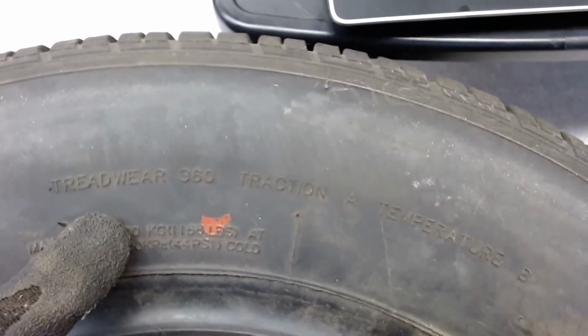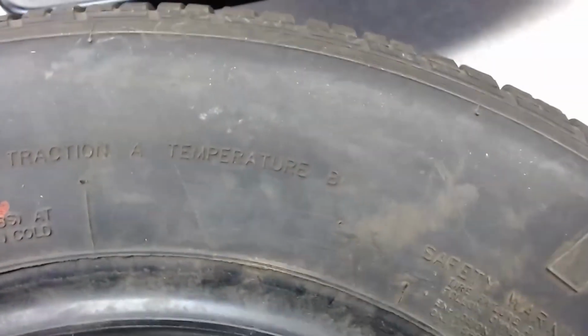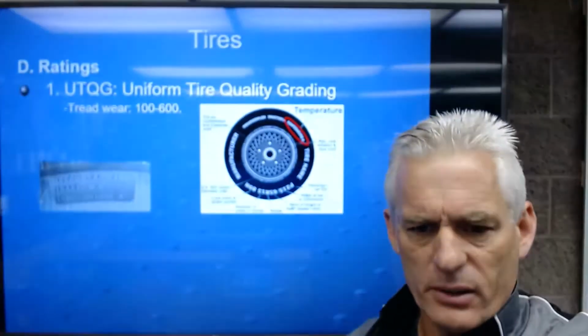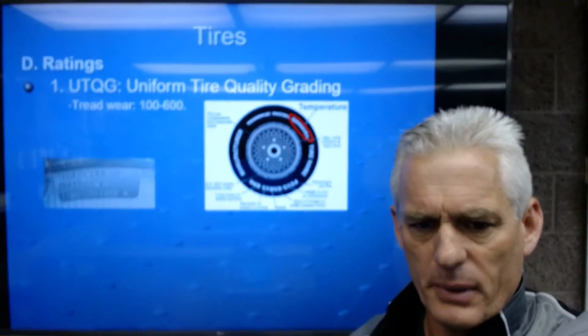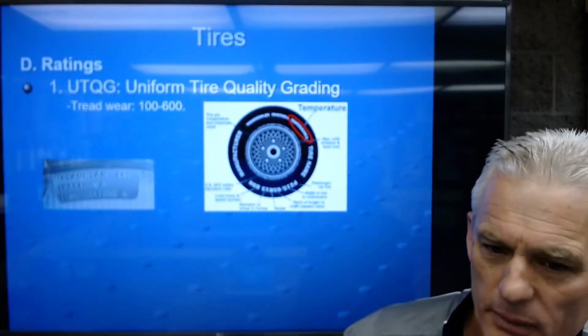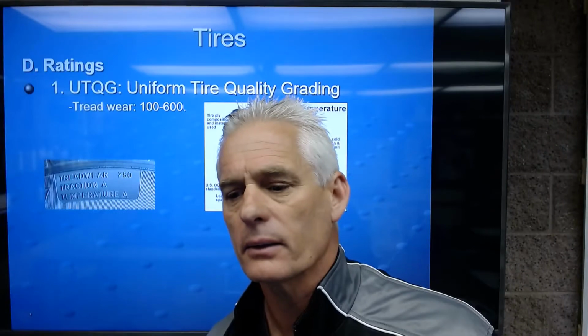So there it says tread wear 360, traction A, and temperature B. Temperature and traction are both ABC, which you're going to see here in just one second when I bring it back up. Let me get it to focus. One sec. There it goes.